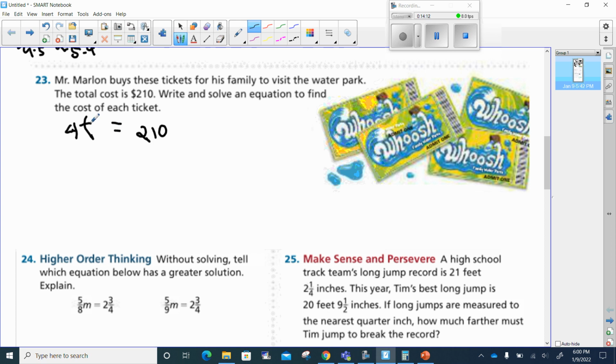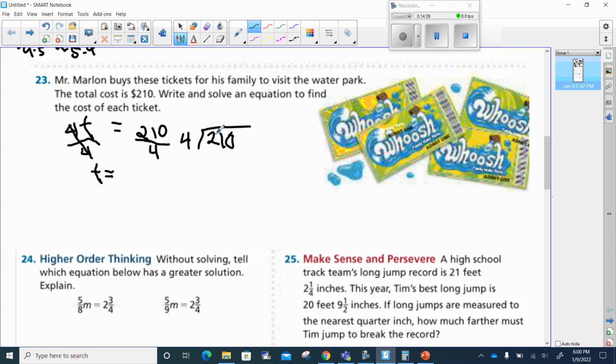Right? We've got to get 4 away from t to get t by itself. 4 is being multiplied to t, so to get rid of it, I will divide by 4. Whatever I do to one side, I do to the other, so I'm going to take 210 and divide it by 4. 4 over 4 is 1, so now I have t by itself. But 210 divided by 4, that's a different number.